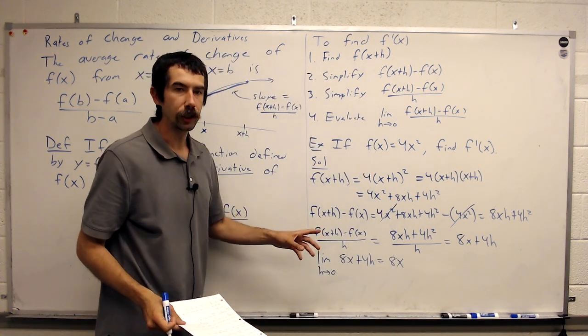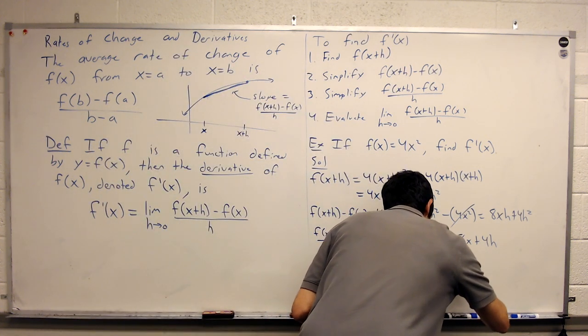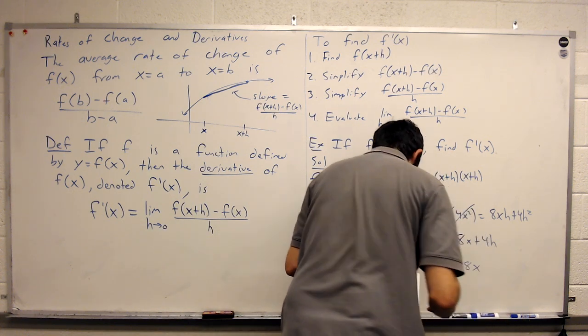Okay, so we just showed that f prime of x, the derivative of our function, is 8x.